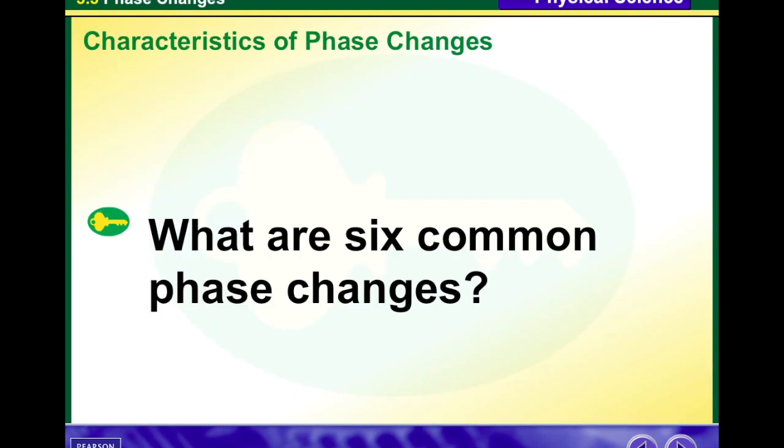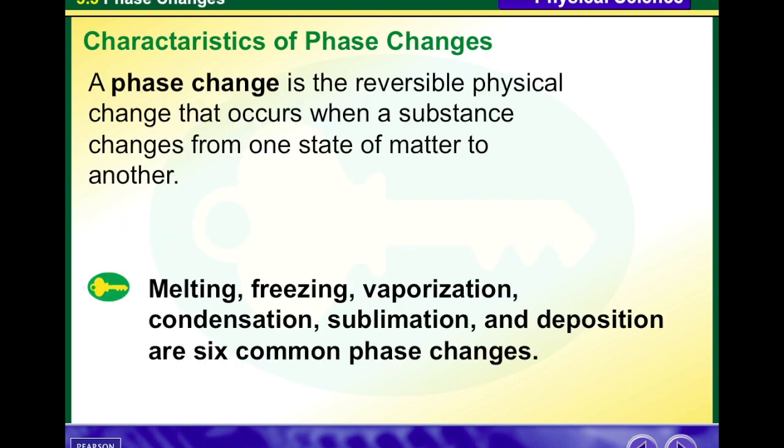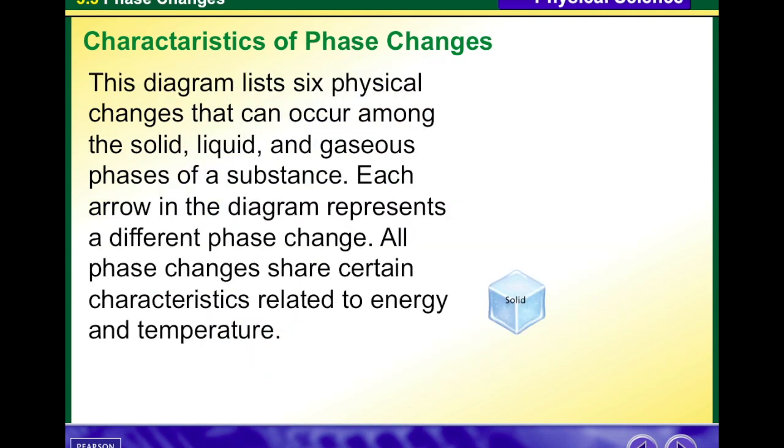First off, there are 6 common phase changes that we're going to want to be familiar with. What are they? Well, the 6 phase changes are reversible physical changes that occur when a substance changes from one state to another. So we're talking about melting, freezing, vaporization, condensation, sublimation, and deposition.